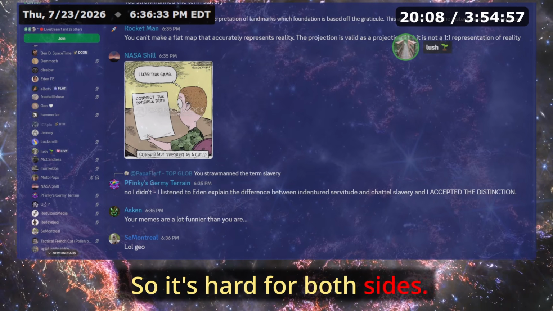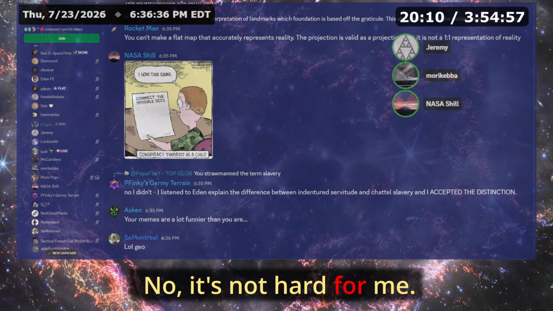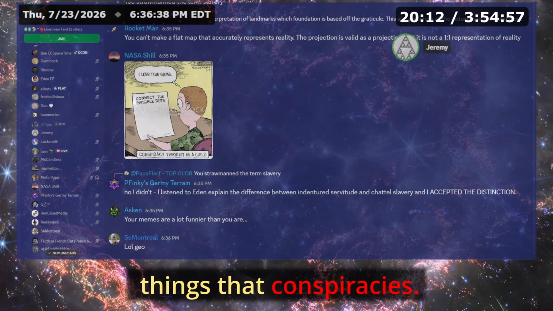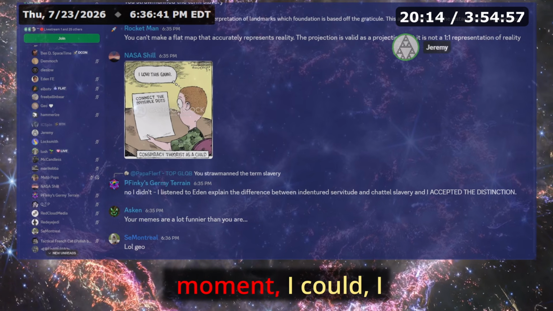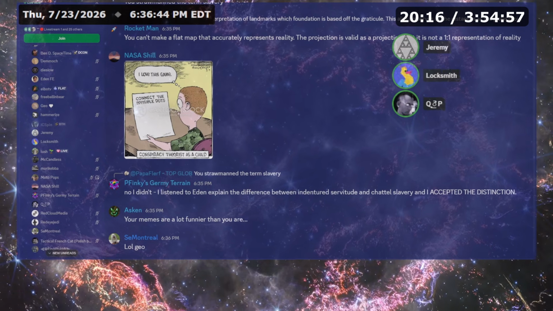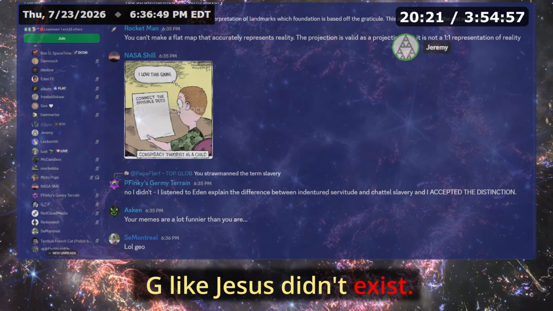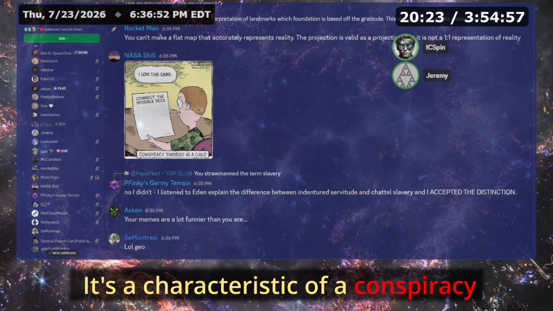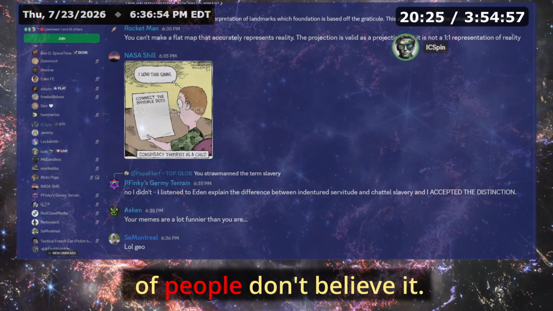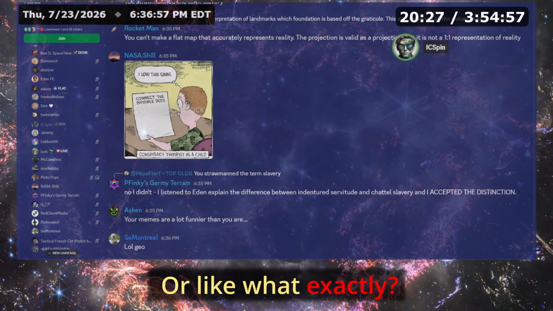So it's hard for both sides. It's not hard for me. I can make a whole list of things that are conspiracies. Now that I've thought about it for a moment, I could list you off some. Things that are too crazy. Okay, what are they? Like Jesus didn't exist. That's crazy. Is it a characteristic of a conspiracy theory that the majority of people don't believe it, or what exactly?